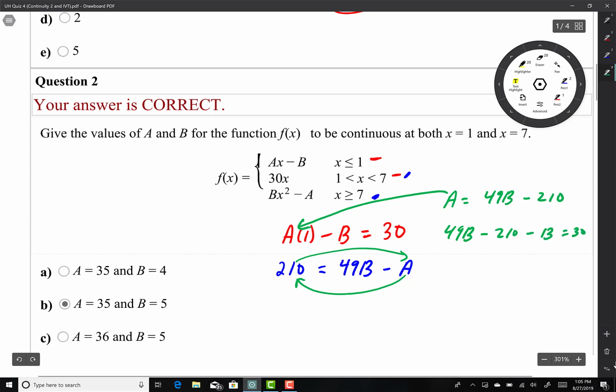I'm going to move the 210 over. So 49 minus 1b is a 48. So 48b equals, and then 210 and 30 is, what's that, 240? And then go ahead and divide by 48. So you get that b is, let's see, 240 divided by 48.